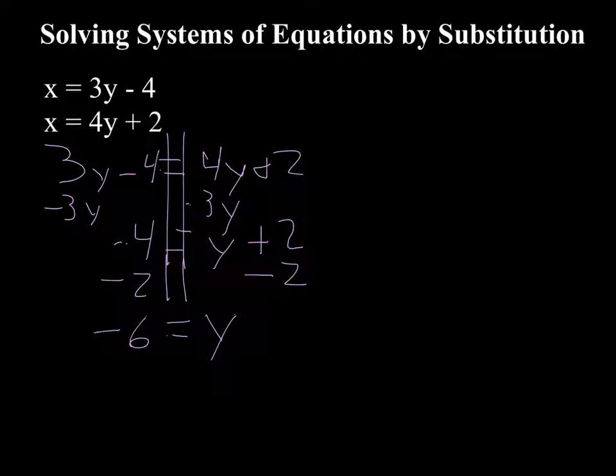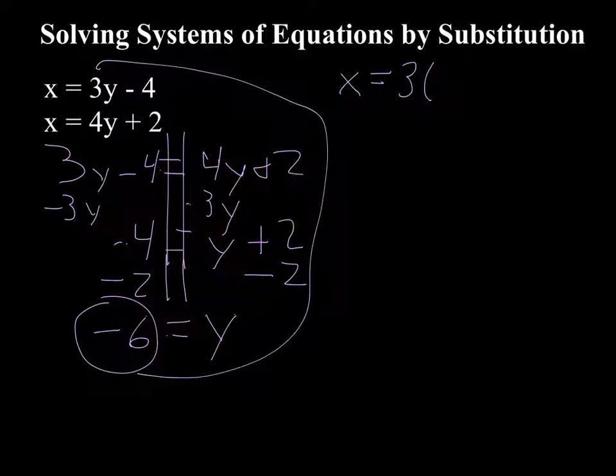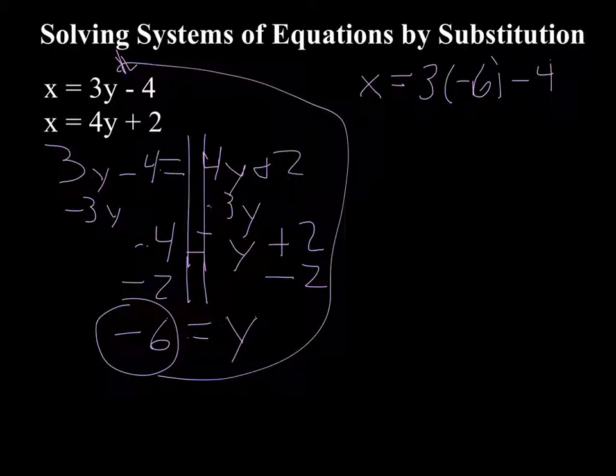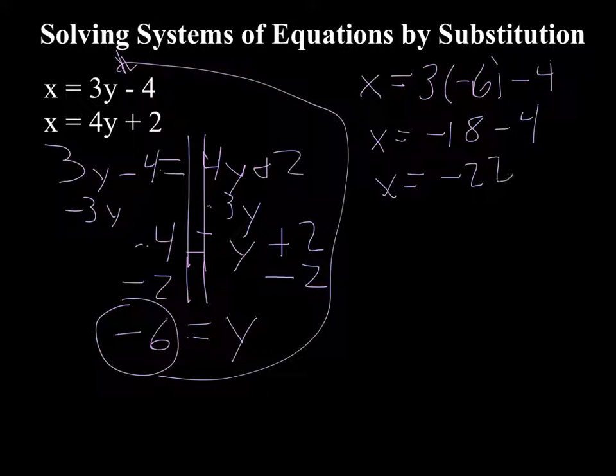Now that I have y, I should be able to find x. So I go back to one of the original equations. I usually like to work with the first one, and I substitute in this y value for the y value up here to solve for x. So I have 3 times negative 6 minus 4. Then 3 times negative 6 is going to give me a negative 18 minus 4, which gives me x is equal to negative 22.